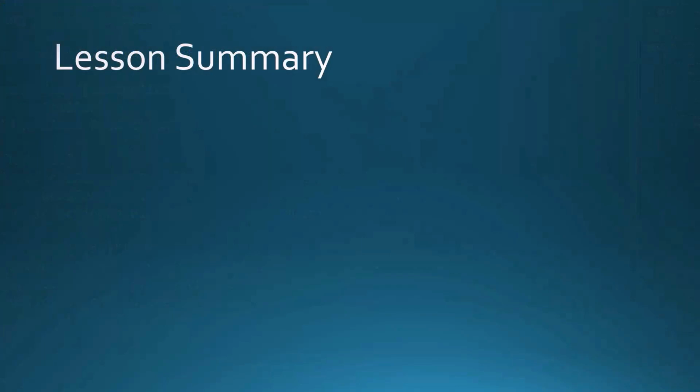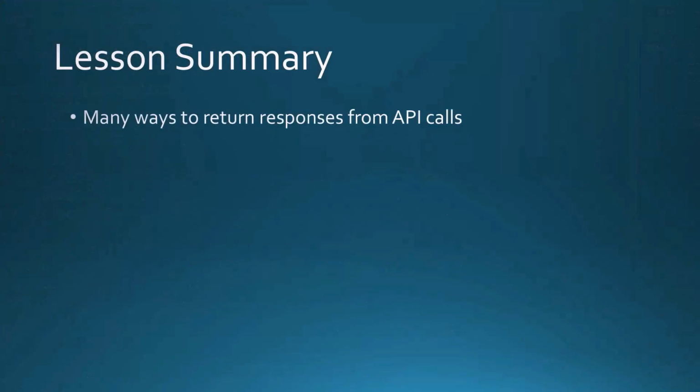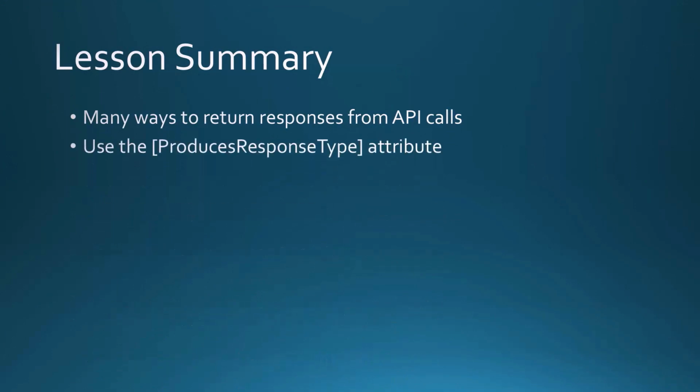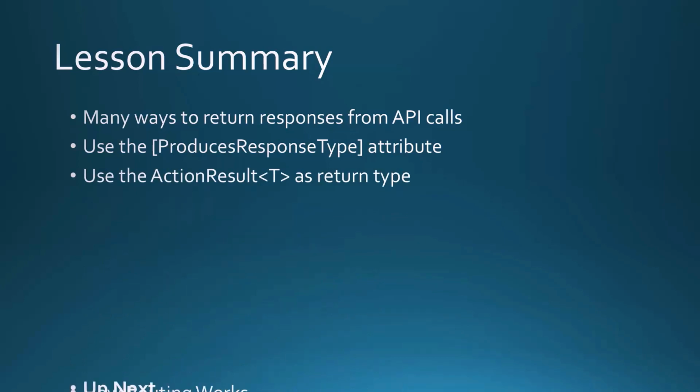In this lesson, we learned the many different ways that you can return responses from API calls. We should always use the produces response type attribute. It helps us with the documentation. Our API callers know what to expect as far as status codes coming back. And always use the ActionResult T as your return type. So again, the callers can see the actual schema that's going to be returned. Coming up next, how routing works.